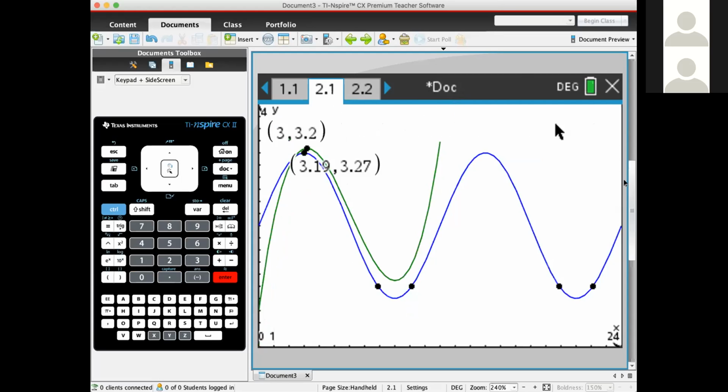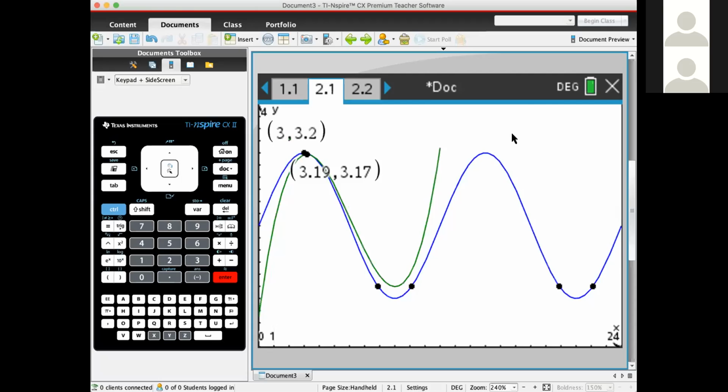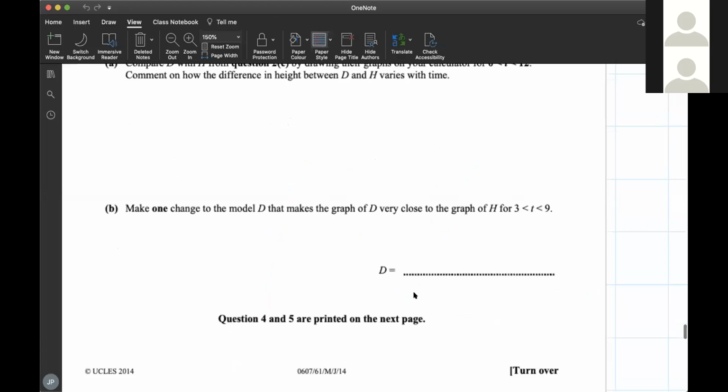That's a little too much. Let's just add 0.5 instead of 0.6. Okay, go back to the graph. Let's see what happens. That's better. Isn't it pretty cool? So when you're writing your answer to this question, which says make that one change, what would be that one change?